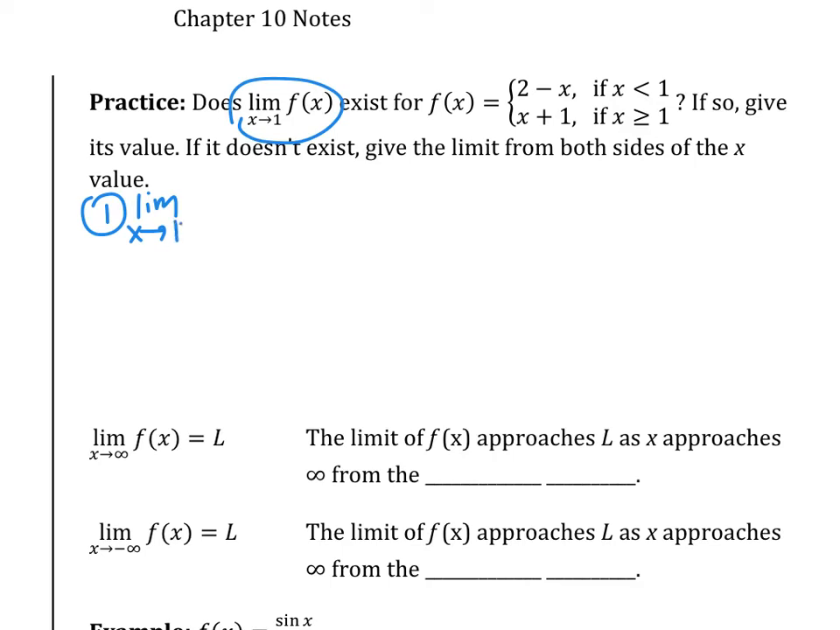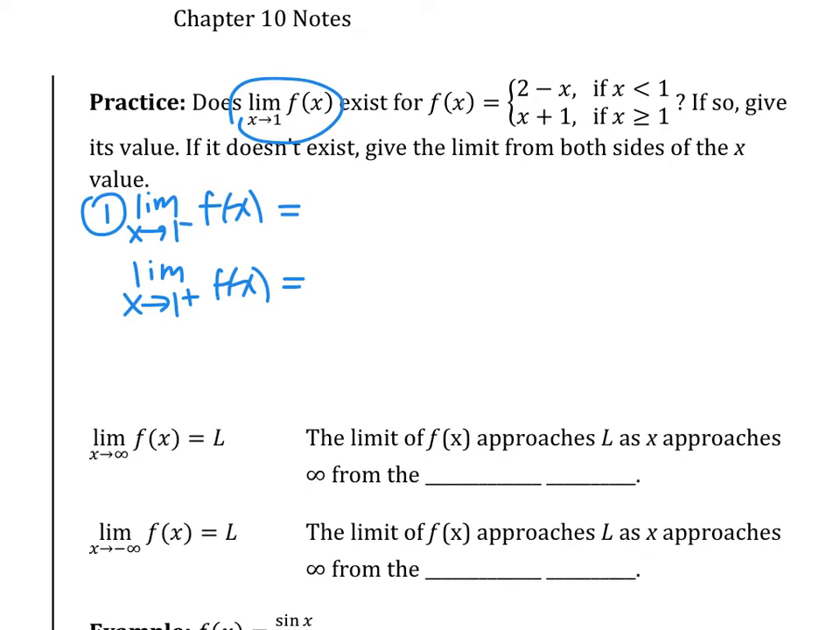So we're going to go to the left-hand side of 1 and then check the right-hand side of 1 and see if they go to the same number. If they do, then the limit as x goes to 1 exists. Okay, so limit as x goes to 1 from the negative side. If you want to pause this video and try it and then come back and check, that would be great practice.